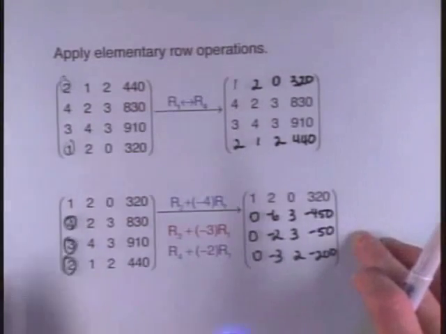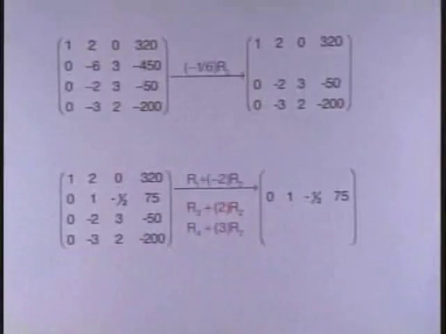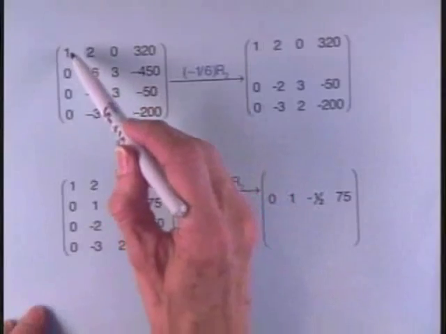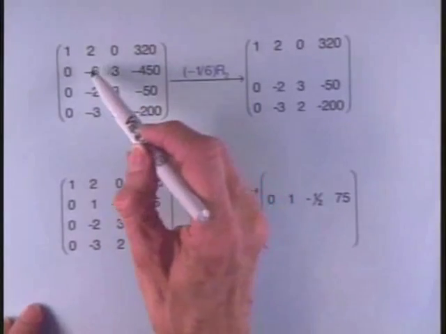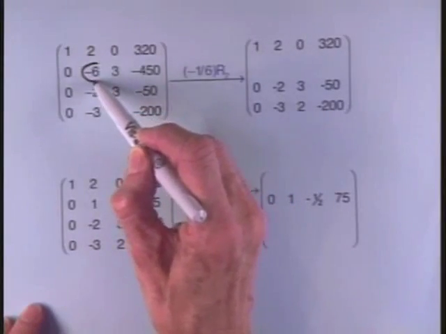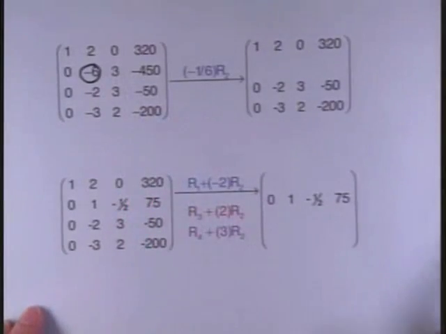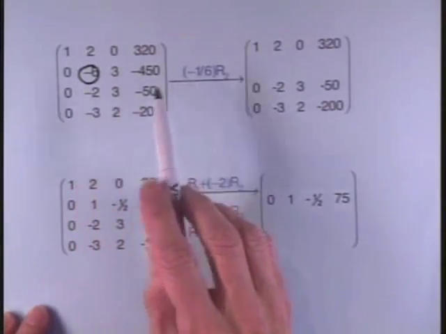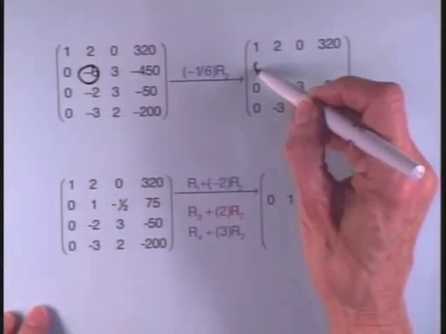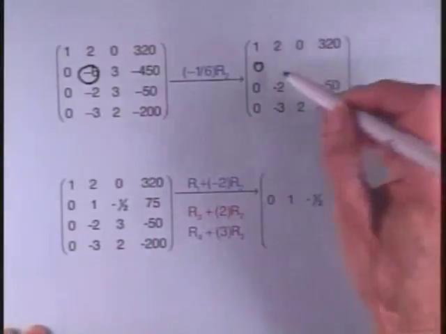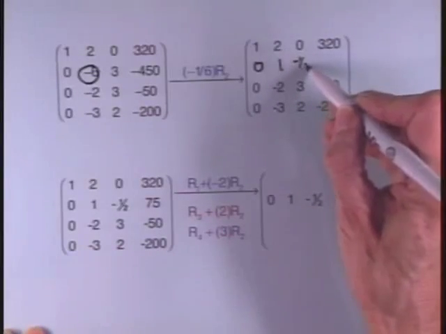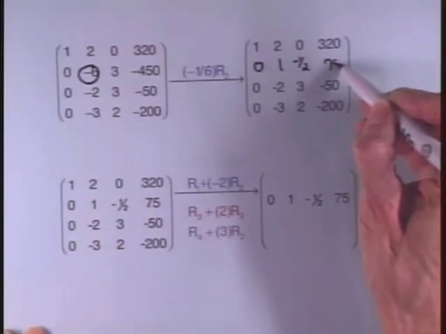Keeping this last matrix for our next operation, we see that we have the first column fixed, and now we need to start the second column by getting a leading 1 in row 2. To do that, we'll take negative 1/6 times row 2. Results in 0, 1, negative 1/2, 75.